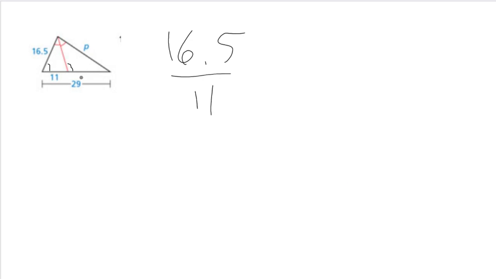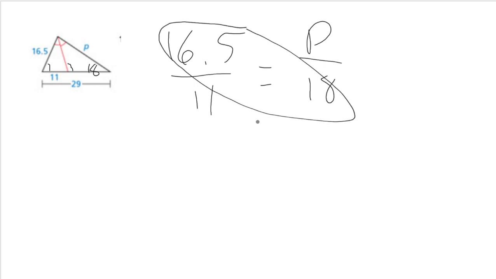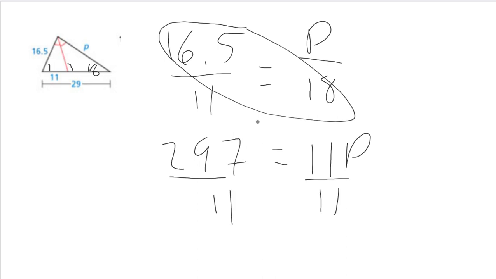Which means that this smaller section is 29 minus 11 to get us 18. Since the diagonal was 16, the diagonal needs to go on top. The bottom part of the triangle went on the bottom part of the fraction, so 18 goes over here. I am now going to cross multiply, and I get 297 equals 11p. Divide both sides by 11, I get 27 equals p.